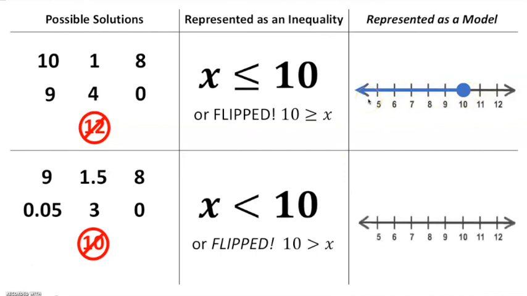The difference on the bottom example is that x is less than 10. So we know that x is still going to start at 10. But the difference here is I'm not going to shade that circle because x cannot be 10. Right? So I'm just going to shade everything below the 10, but I don't color the 10 in.